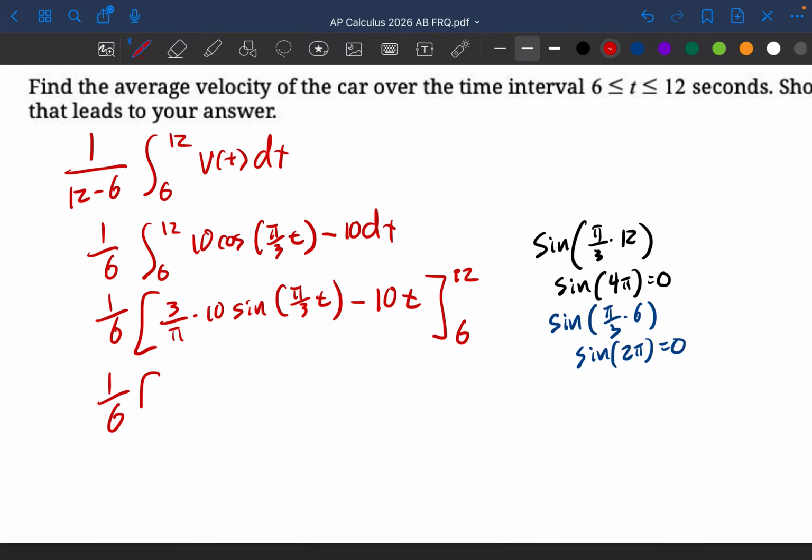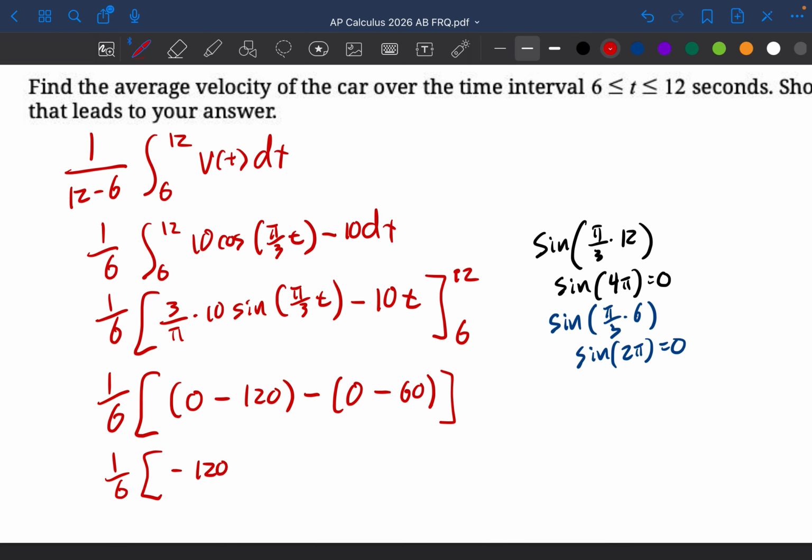So 1/6. And then we have 0 minus 120 minus 0 minus 60. So negative 120 plus 60. And we get an average of negative 10. Now this is an average velocity, feet per second.